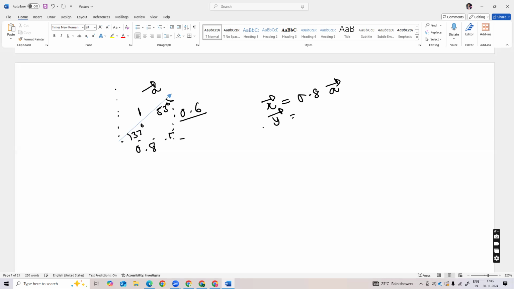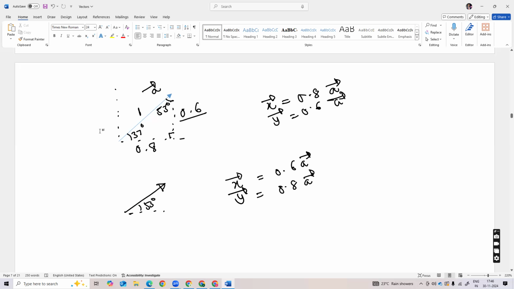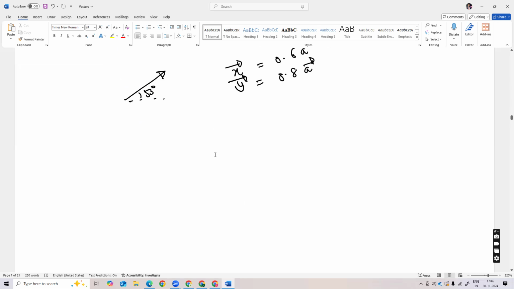And in the exam they can reverse this question, like they can keep this angle as 53. So if they keep this angle as 53, then our answers will be reversed, and the x component will be 0.6 a and the y component will be 0.8 a. So this is a special case of a triangle which you should keep in your mind before going to the exam or before solving the questions.